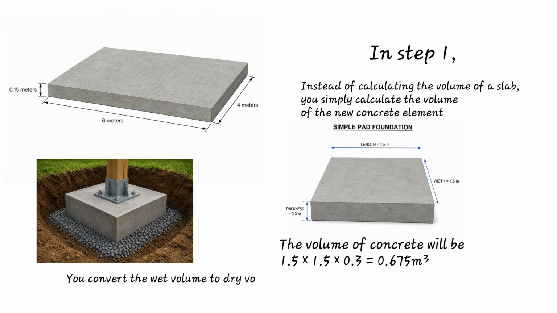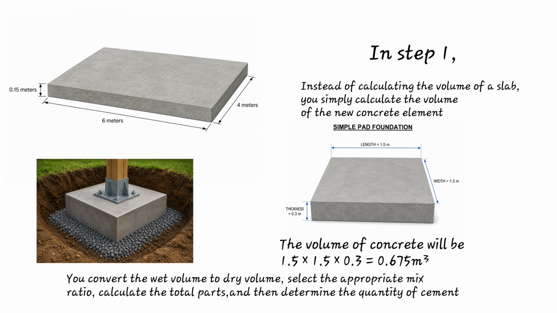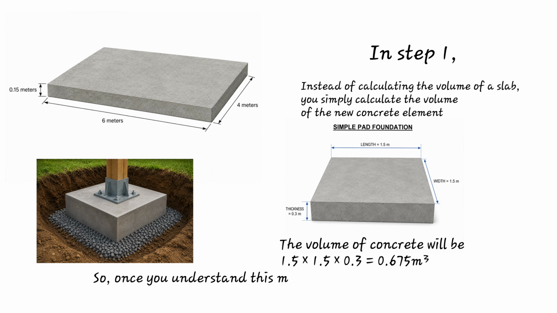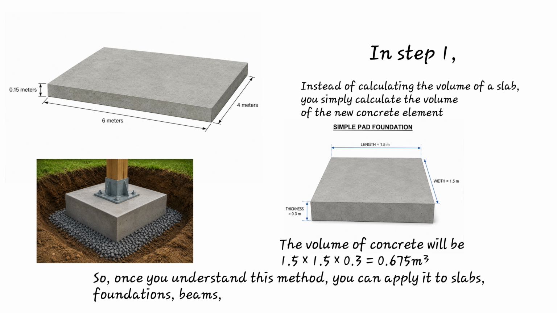You convert the wet volume to dry volume, select the appropriate mix ratio, calculate the total parts, and then determine the quantity of cement, fine aggregates, and coarse aggregates using the same procedure. So, once you understand this method, you can apply it to slabs, foundations, beams, columns, and any other concrete work.